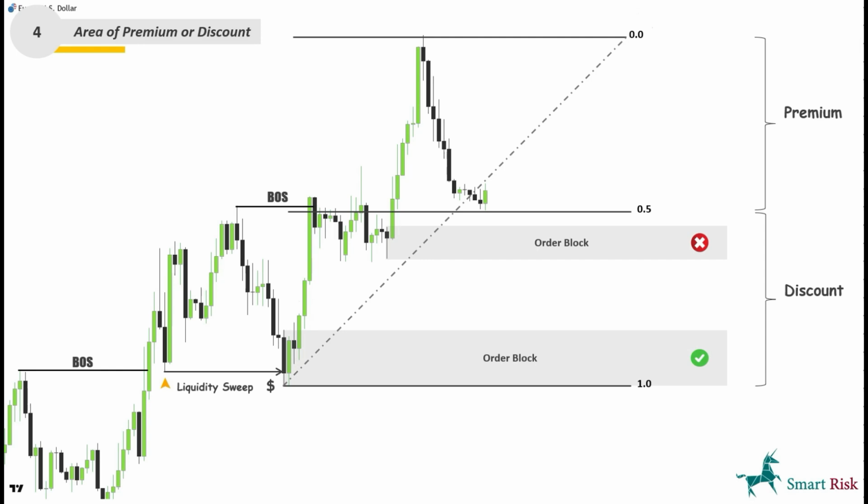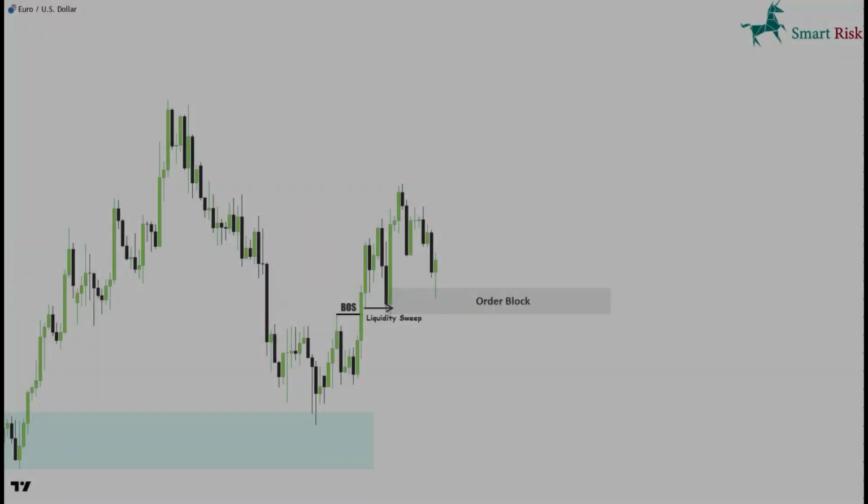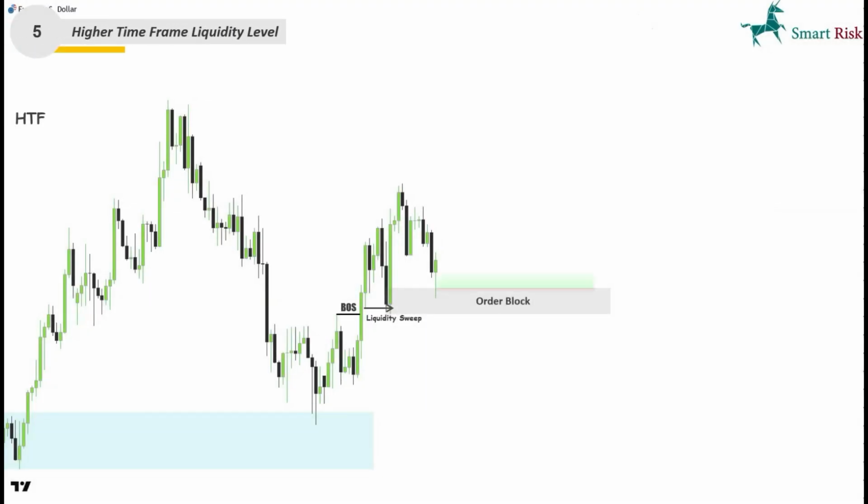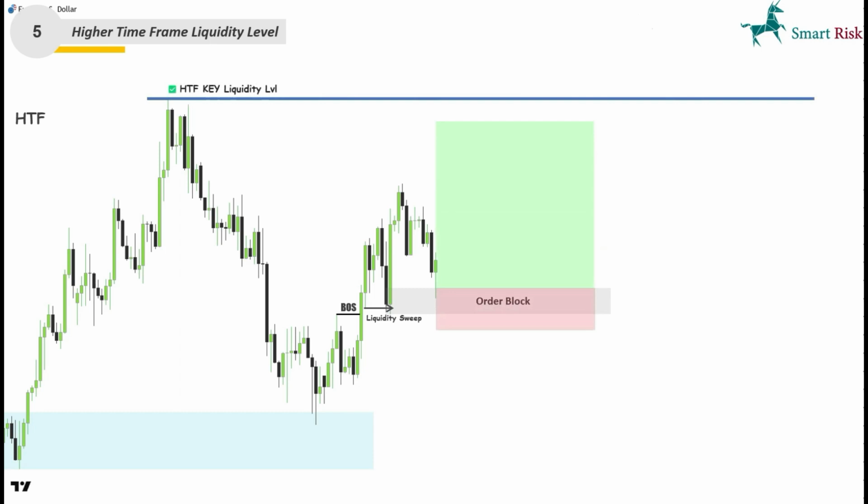This helps us filter out weaker, riskier zones and focus only on the areas that offer the best possible risk-to-reward opportunities. Now, the next important hack is the presence of a higher time frame liquidity level in front of the price. Finally, we need a higher time frame liquidity level ahead of the price to serve as our take-profit target. This gives us a clear destination for the trade.